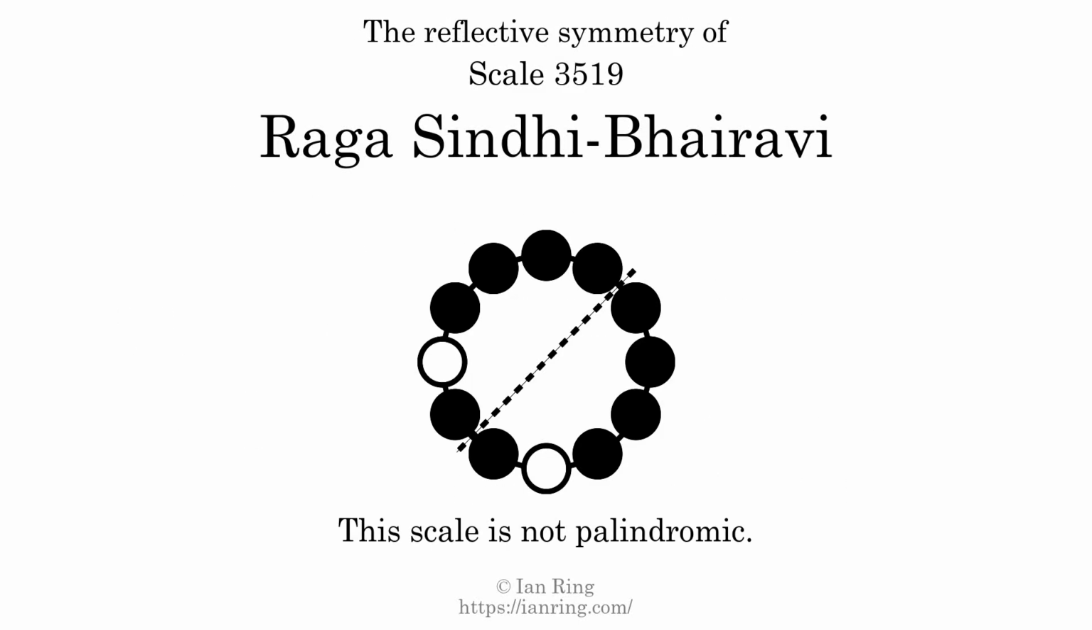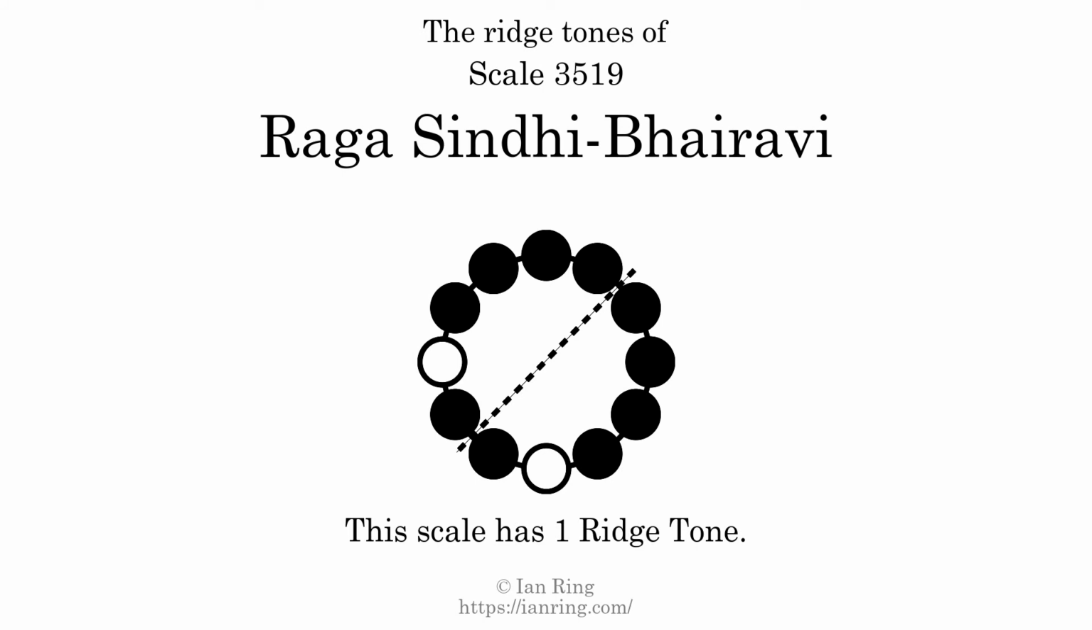This scale has reflective symmetry across an axis positioned 1.5 semitones from the root. This scale has a different pattern of intervals ascending and descending, so it is not palindromic. This scale has one ridge tone.